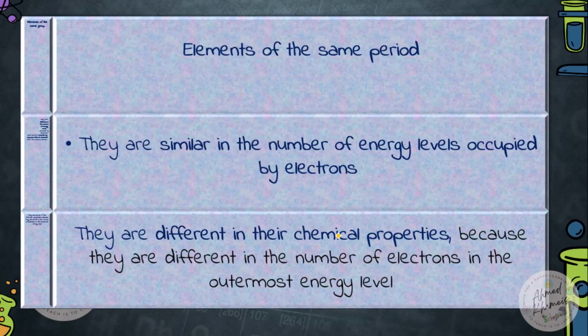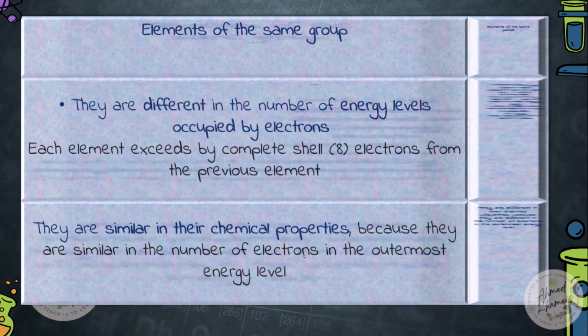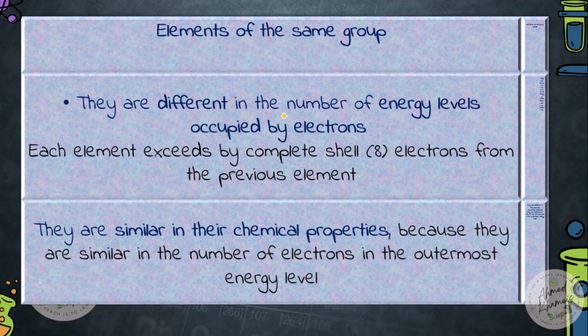From all that we conclude that elements of the same period are similar in number of energy levels. All elements in a period have the same number of energy levels occupied by electrons, but they differ in their chemical properties because they differ in the number of electrons in the outermost energy level. But elements of the same group differ in the number of energy levels, because each element exceeds the previous one by a complete shell. But they are similar in their chemical properties because they have the same number of electrons in the outermost energy level.